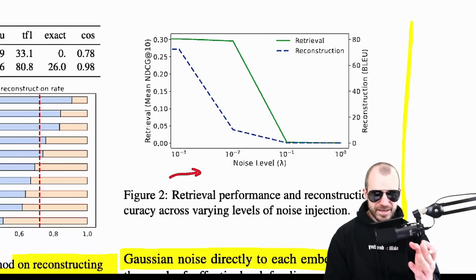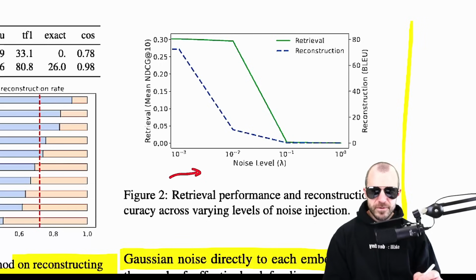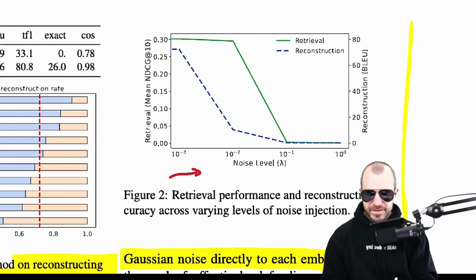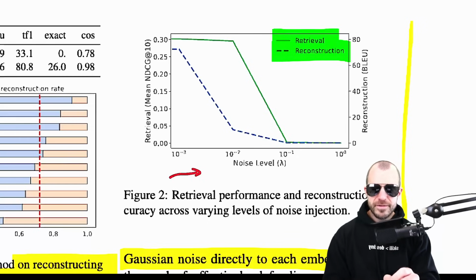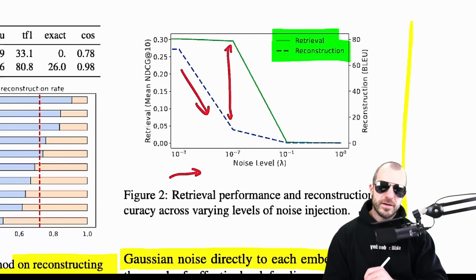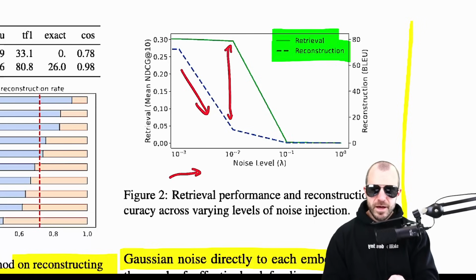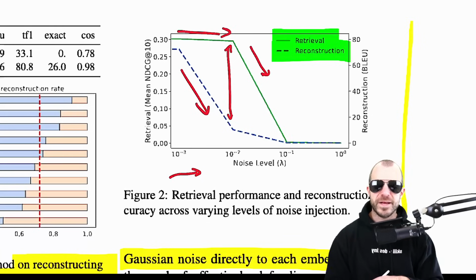And in this case, the framing of this paper, the task is vector retrieval. So they ask, is there a level of noise where reconstruction potential is low, but retrieval quality is still high? And the answer is yes. So you can see the intermediate level of noise here is where the reconstruction ability drops drastically, but the retrieval aspect stays high. And only later does retrieval suffer as well.